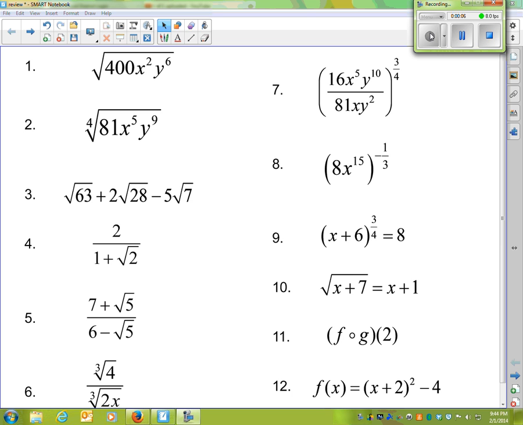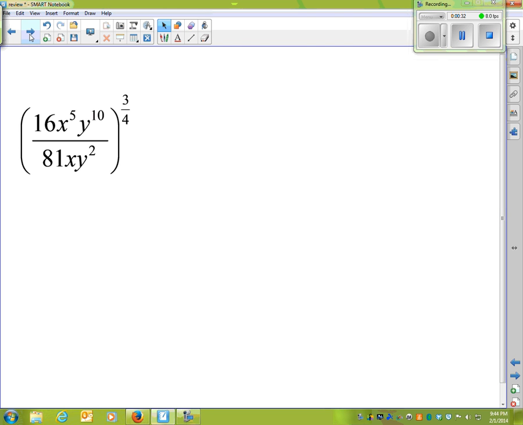In this portion, we are going to explore numbers 7 through 12. We're going to work with simplifying with exponents, and 9 is solving with exponents. 10, what do you do when you have a binomial on one side? 11 is a composite function, and 12 will be finding the inverse. So let's get started. Our favorite type of problem, number 7.